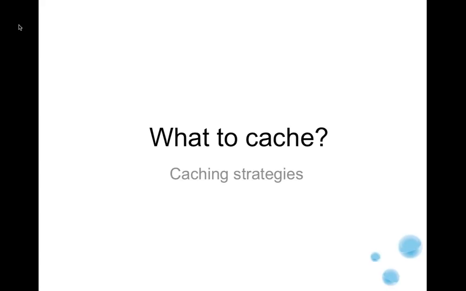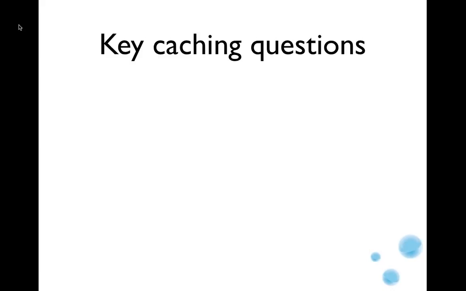So what do we want to cache? How to develop a caching strategy? There are certain key questions that you might want to ask yourself. One would be, how unique is an asset? If an asset that you serve is completely unique, then it might not make that much sense to cache it.